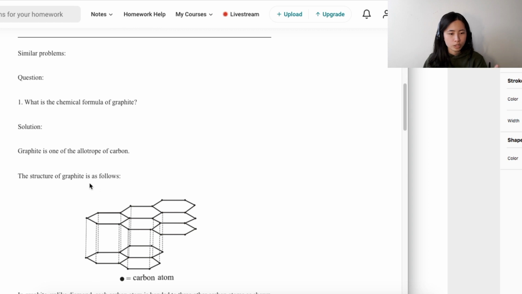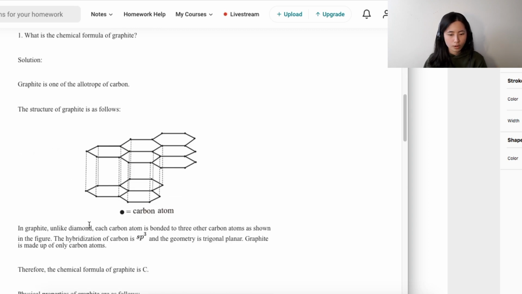Yeah, this is very similar to graphite, right? So that's the one that I talked about. And they're talking about the molecular geometry of graphite, right? And the only difference between graphite and diamond is their molecular geometry, right? So this is trigonal planar.